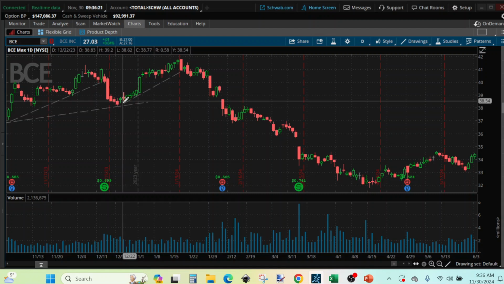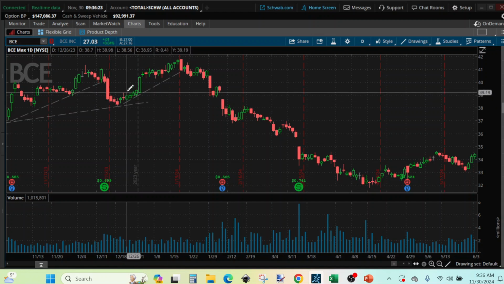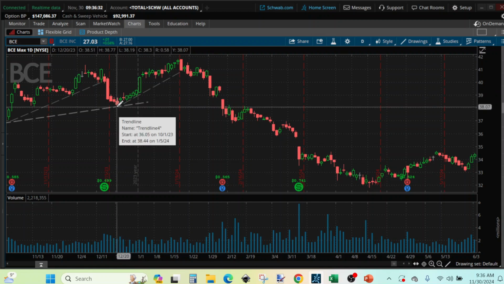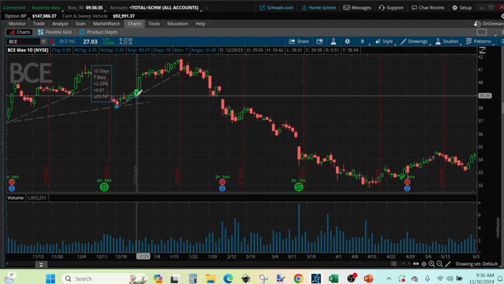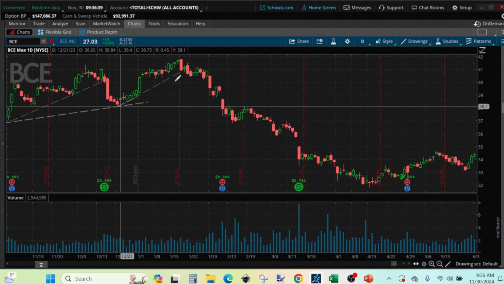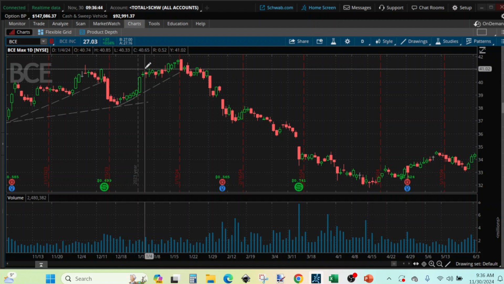You want two points. If I join two here, or if I start from here and just line up those two pullbacks, it will trace this line. So it's 2023, it went up, and then it pulled back.